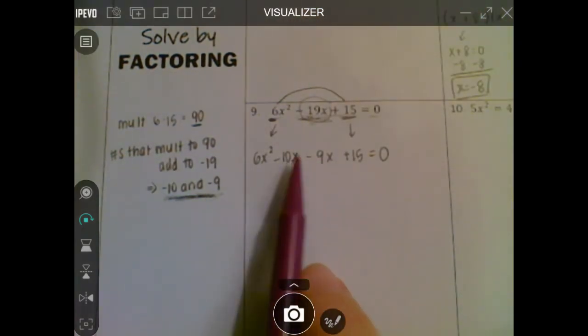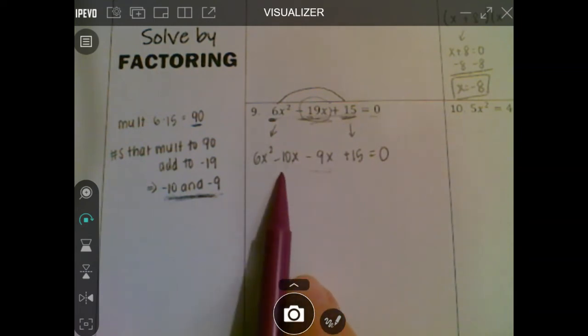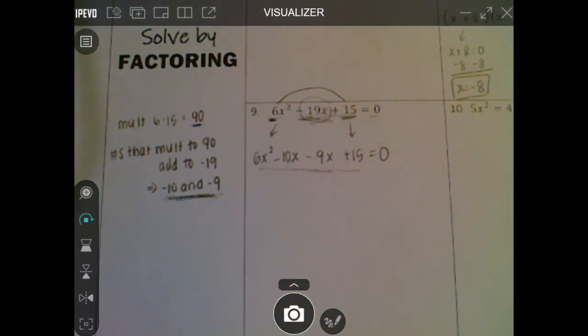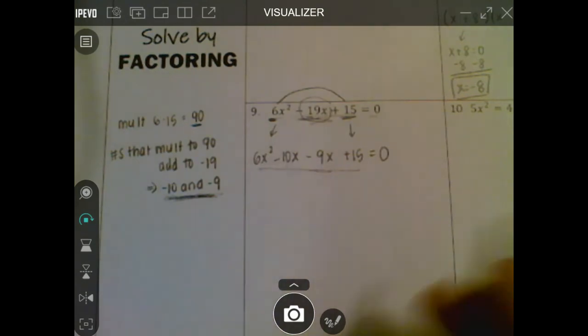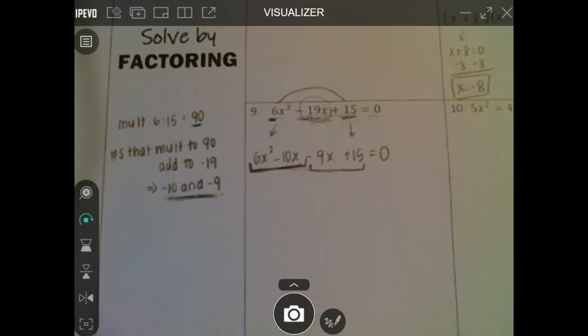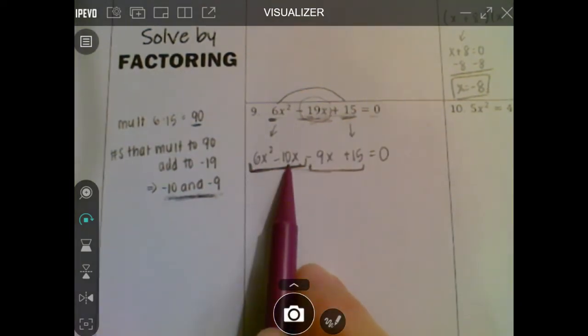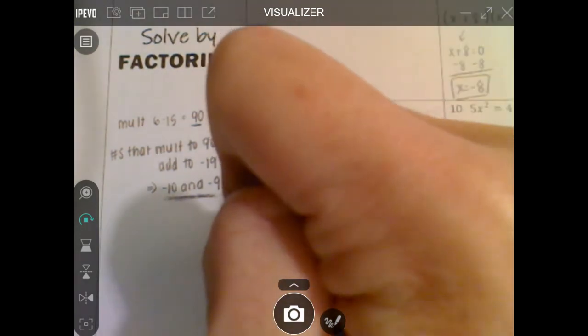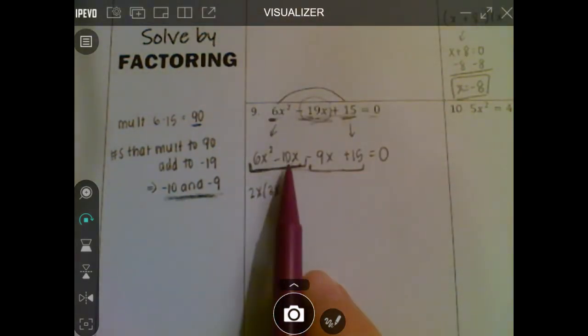And I really haven't changed this quadratic, because if I look here in the middle term, negative 10x minus 9x adds to negative 19. The only thing I've done is literally expand this polynomial to make it a little bit longer, because now I have 4 terms. And with 4 terms, now we can split up the first 2 terms and the last 2 terms and take greatest common factors out of each pair. So out of 6x squared and a negative 10x, I can take out a 2x. If I take a 2x out of a 6x squared, that leaves me with a 3x. If I take a 2x out of a minus 10x, that's going to give me a 5.